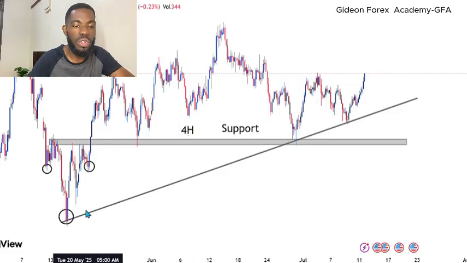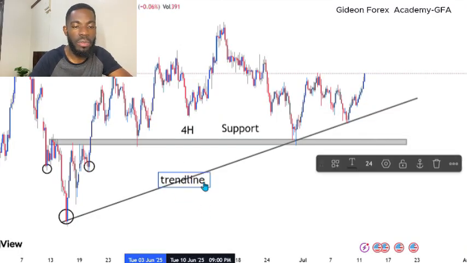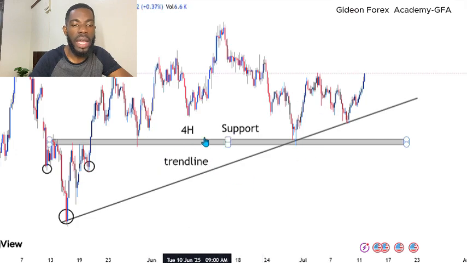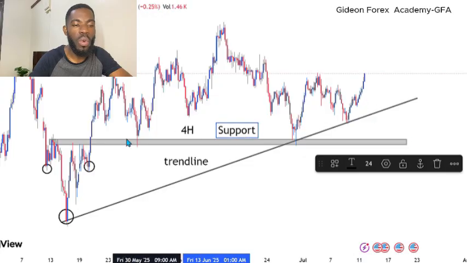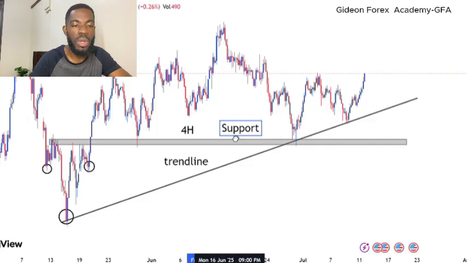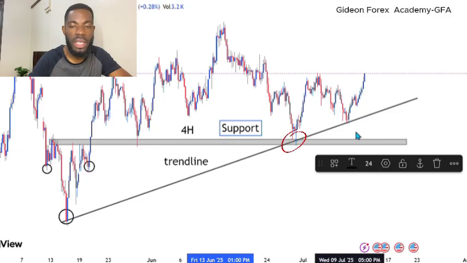So we have drawn our trend line, and then our support, I'll also indicate here, trend line on a 4-hour time frame. So we have identified our 3 touches on a trend line indicating an upward momentum, and also we have identified a strong support zone, where the price touched the first time and then the second time here. So it's a strong support zone.